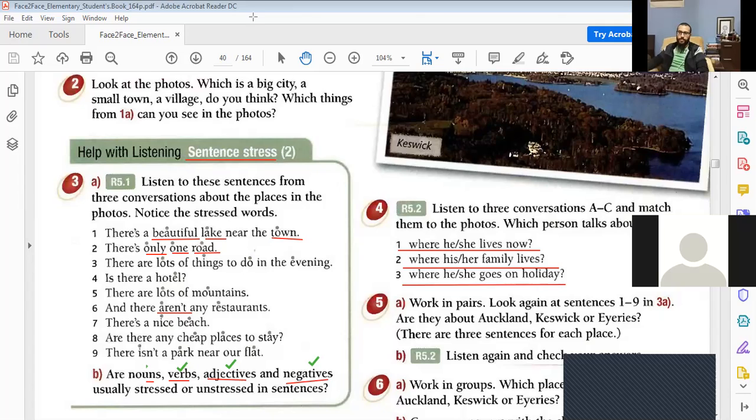So this means A, B, C. Let's write them like this, if it's easier. A, and then we have B, and then we have C. We're going to listen to A, B, C, and after that we want to match. All we need to do is just match. Is it the first conversation? Is it the second? Is it the third? This is the idea. All right, are you ready to listen? Yes, let's listen.